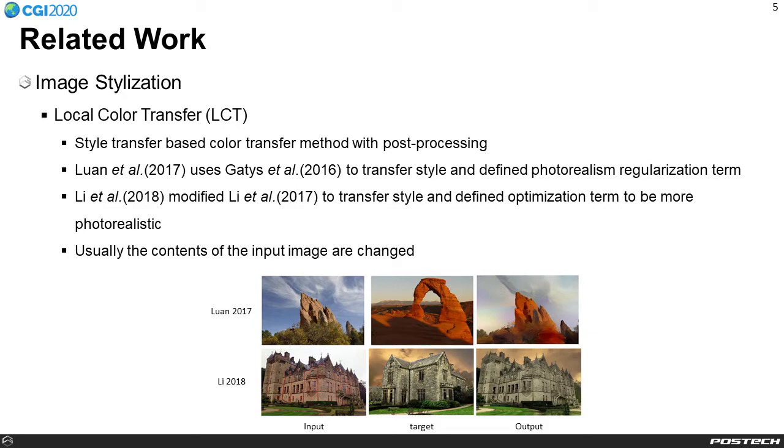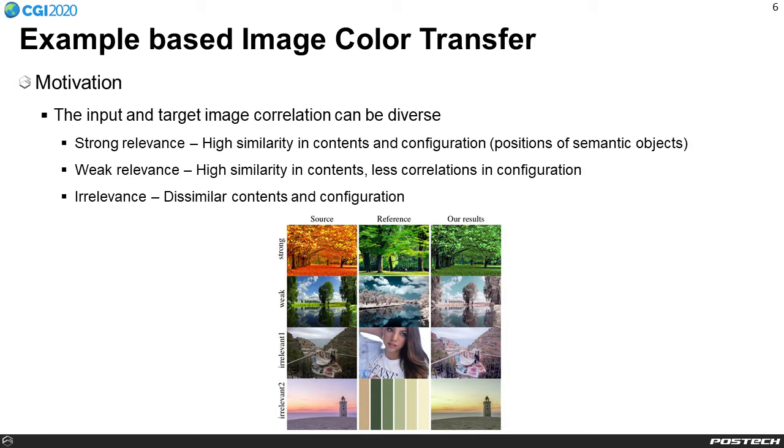We also refer to image stylization works as related work, which are mostly LCT-based methods. LCT methods in image stylization do transfer colors, however, the content of the input image changes to meet the style requirements of the target images. While exploring related work, we found that the methods do not work robustly for certain types of image pairs.